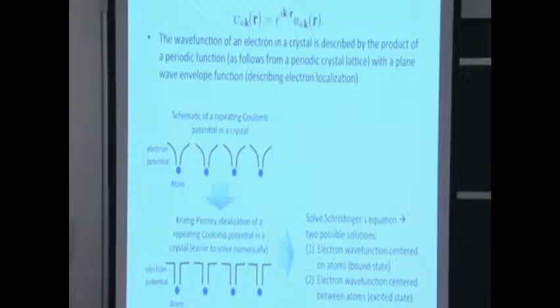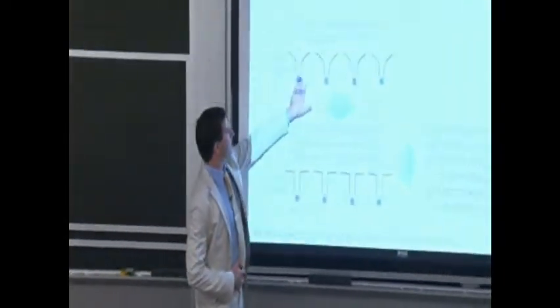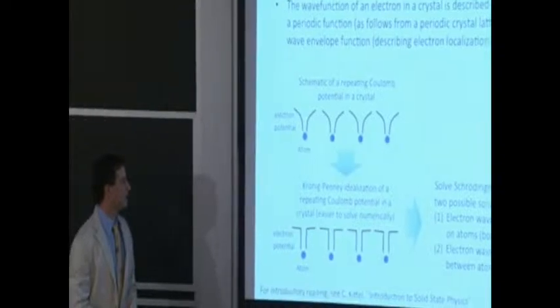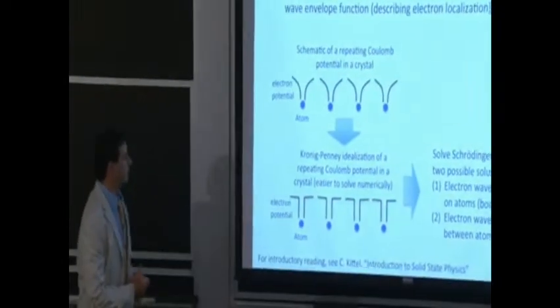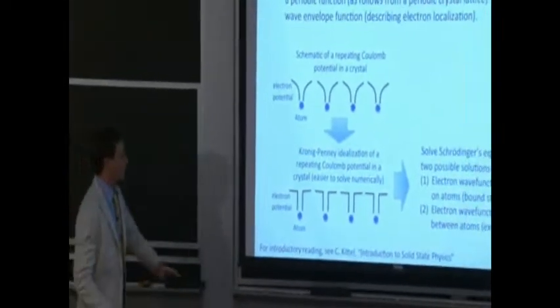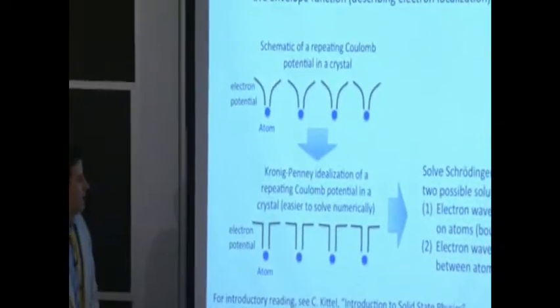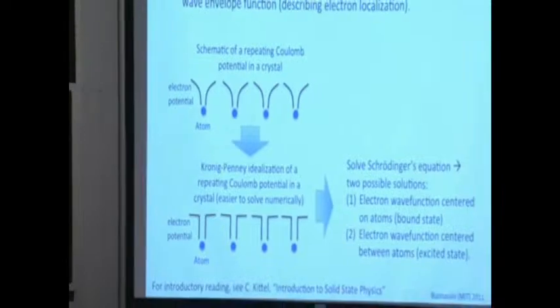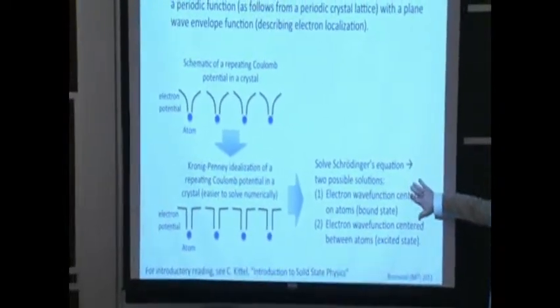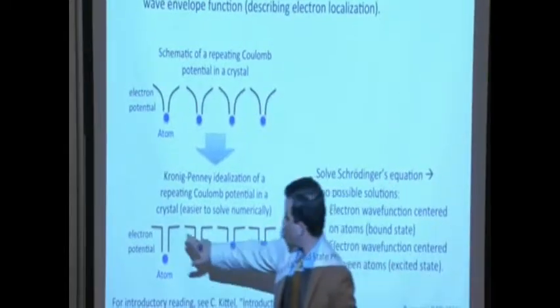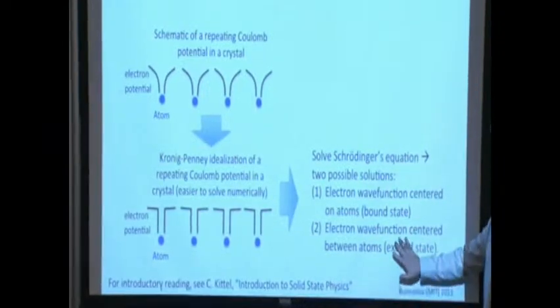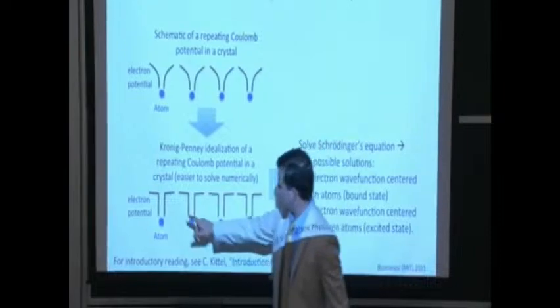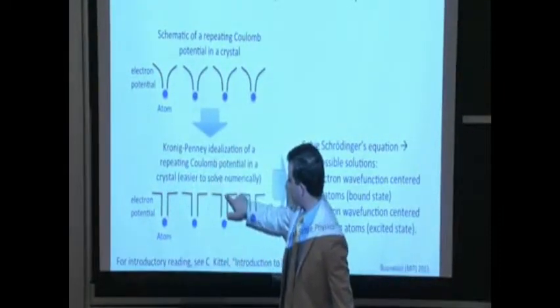Now, an easy way to describe this mathematically is to make an approximation. Instead of describing this potential in detail, the easiest way to do this is to describe a square well potential. We have a so-called Kronig-Penney idealization of the repeating Coulombic potential. It's easier to solve numerically. And then essentially what we do is we solve Schrodinger's equation for two possible solutions. One is for the electron wave function centered on the atoms themselves. So that would be the bound state. And the other is we solve the equation for electron wave functions centered between the atoms. So essentially the unbound state right here.